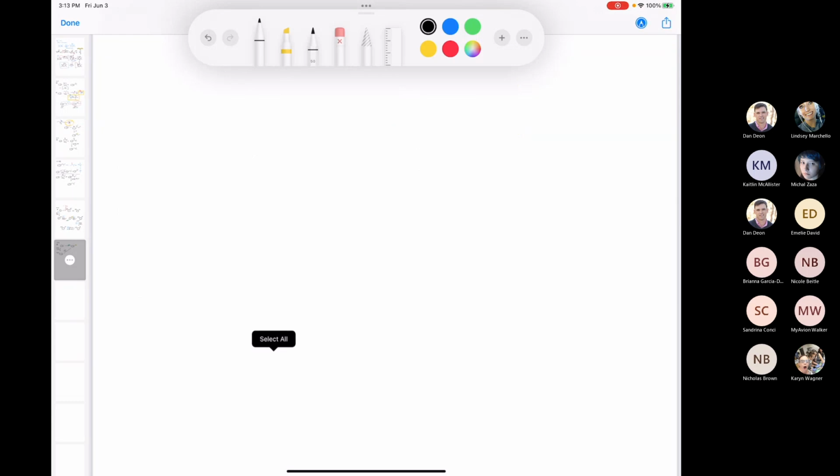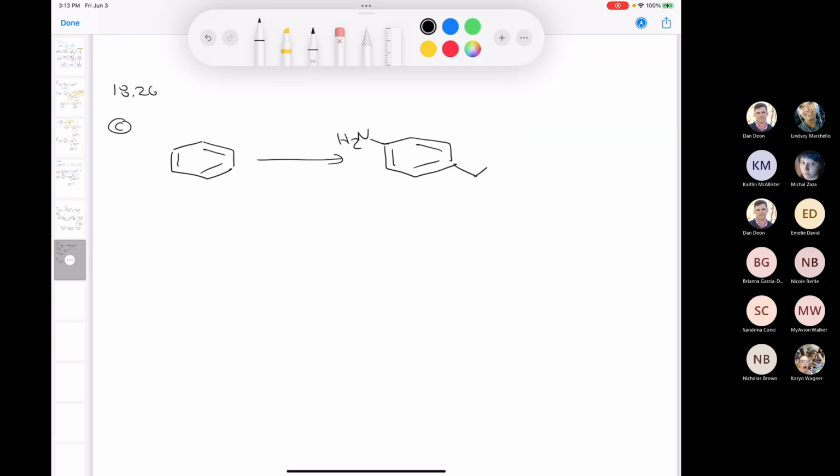Let's try one more. Let's see here. So this is 18.26. D. No, this is C. All right. So it's this compound. So we want to take benzene and we want to make an aniline derivative where we have the amino group over here, and then we have a propyl group. So 1, 2, 3, like that.